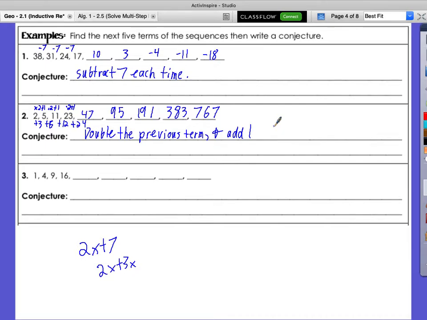Okay? Let's look at this third one. 1, 4, 9, 16. 1, 4, 9, and 16. Take a moment to kind of think about that. We can get some practice here.